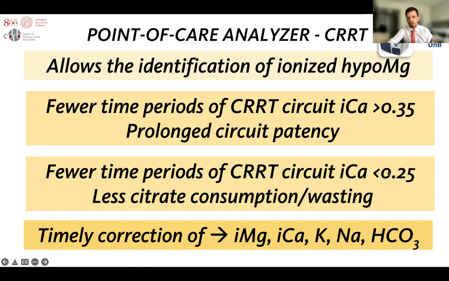If you have less time with ionized calcium below 0.25, you are consuming less citrate, because you don't need a concentration below 0.25 in order to block the coagulation cascade. And with the point-of-care analyzer, there is a timely correction of magnesium, calcium, potassium, sodium, and bicarbonate.